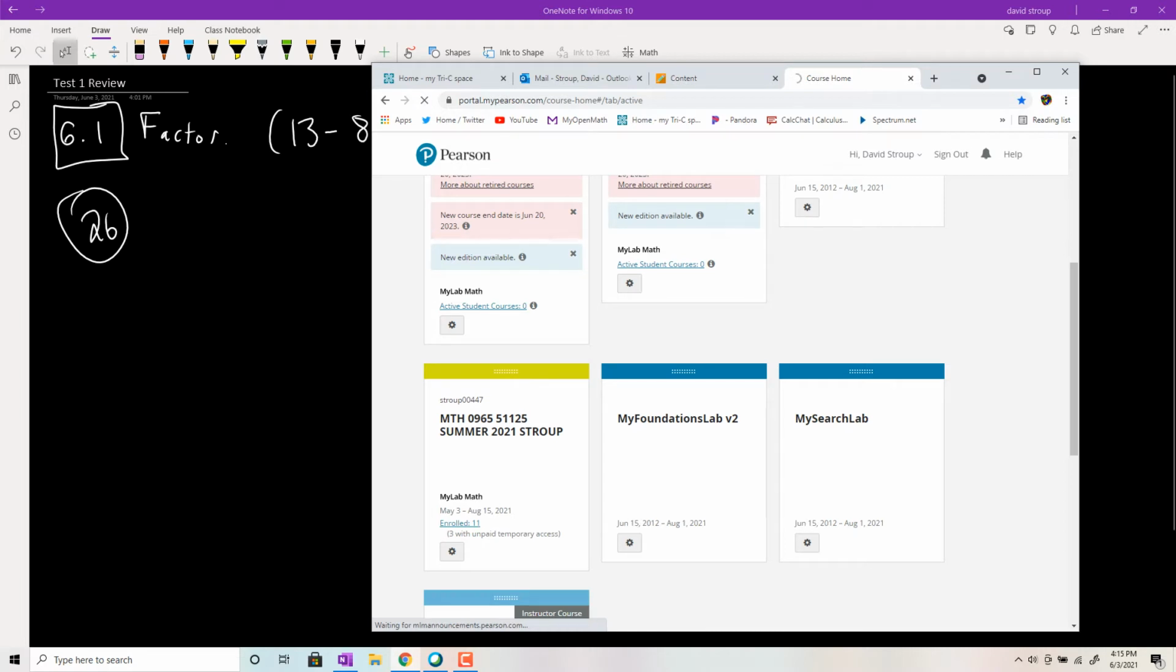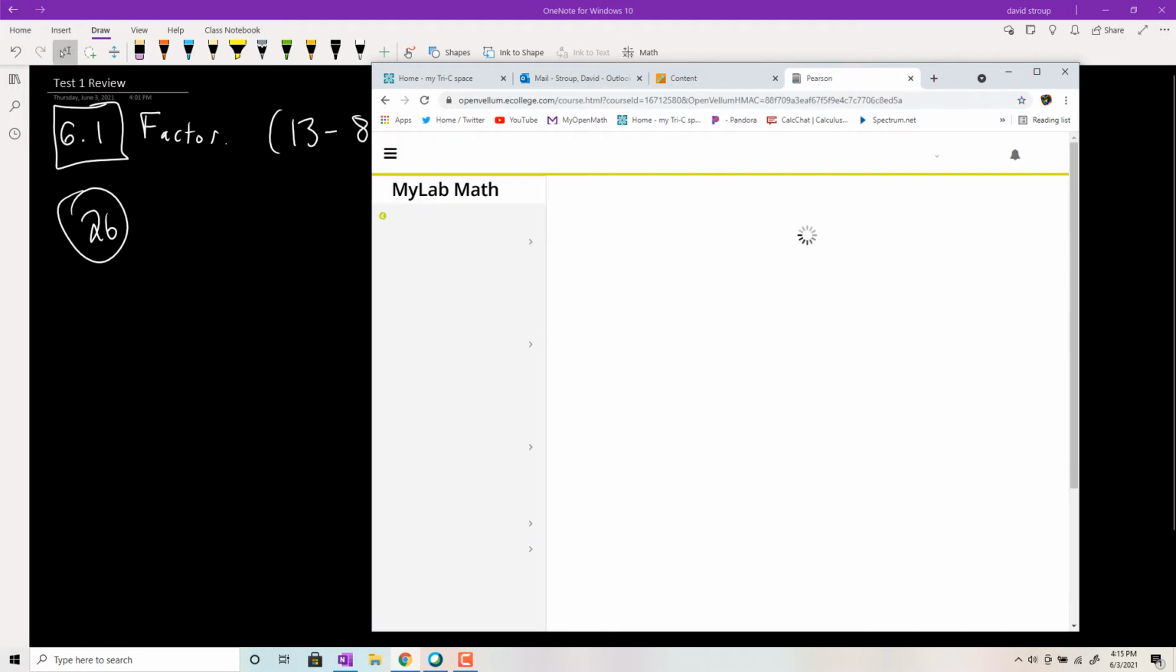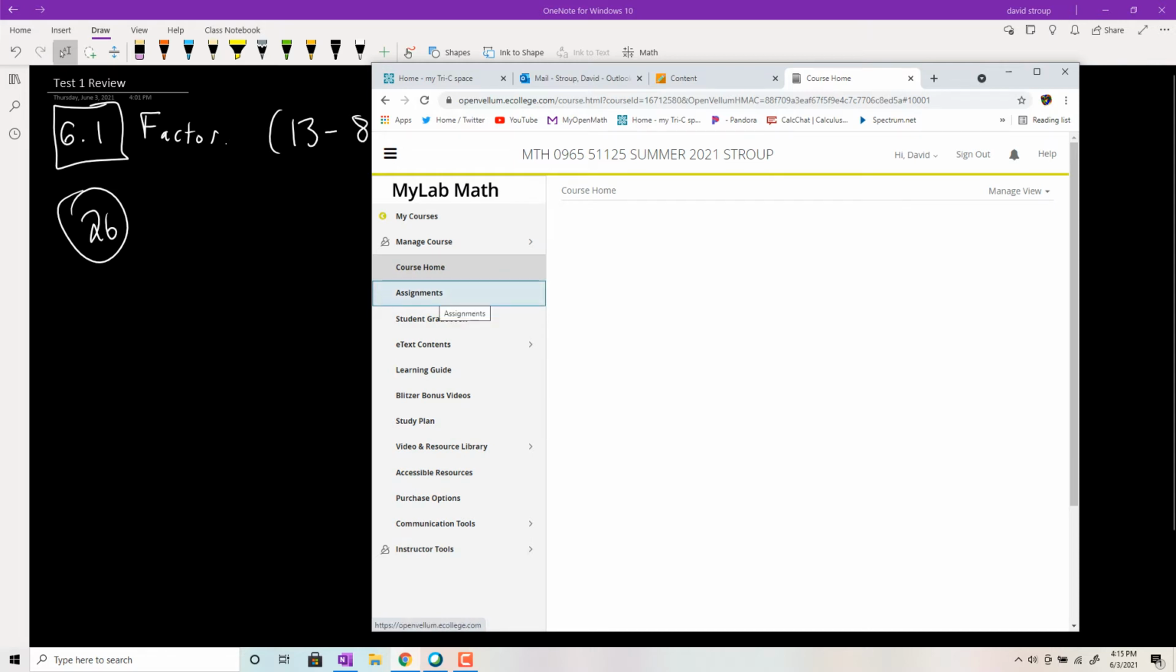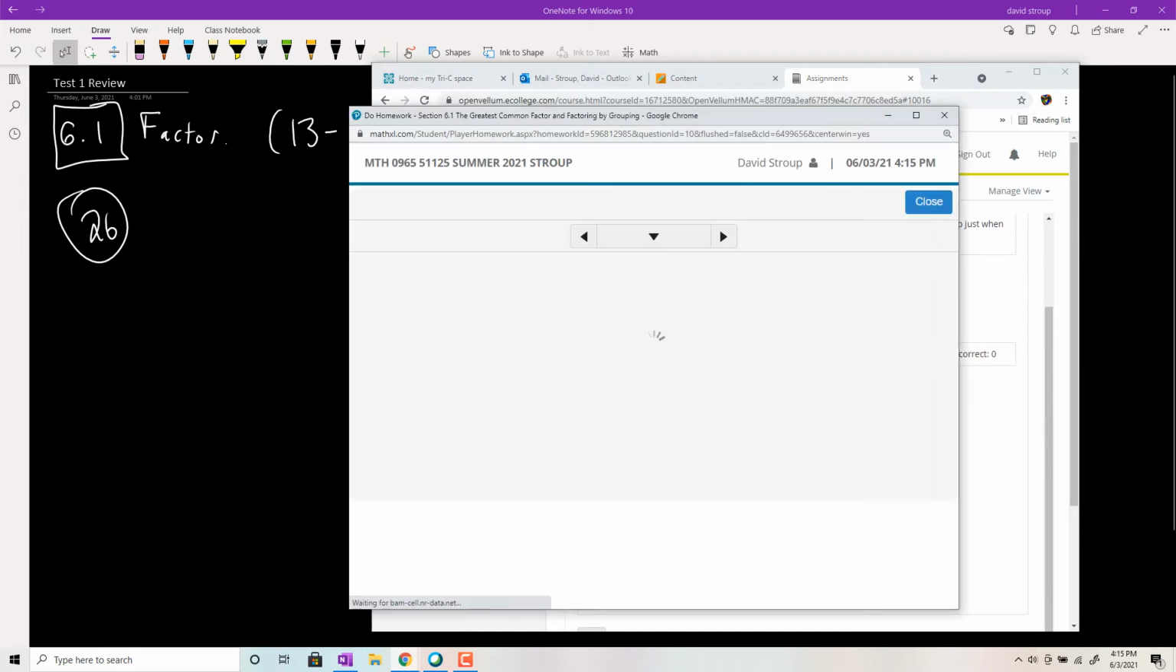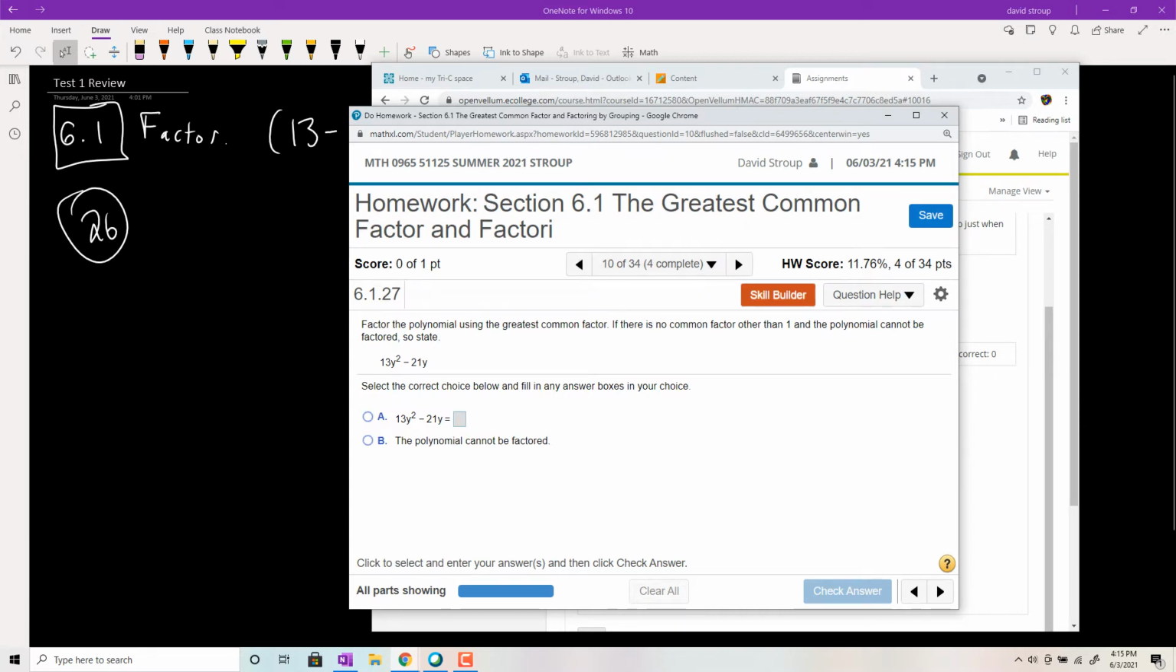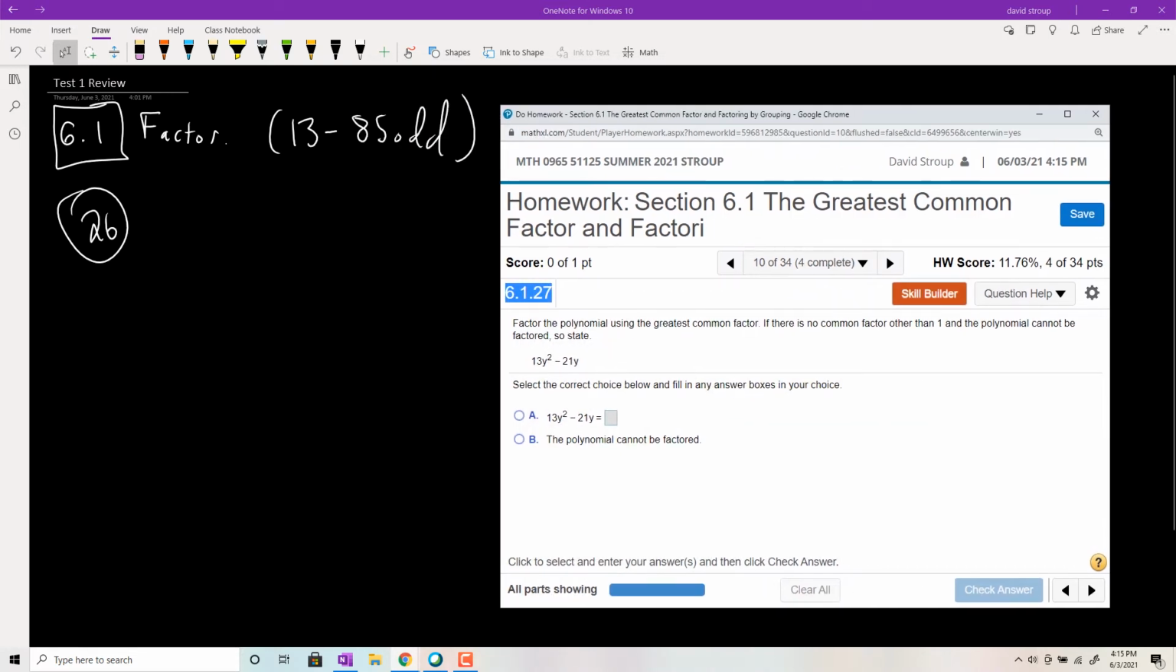But anyways, how do I know in the software what problem is similar to number 26? Well, you can go into your assignments, click on 6.1, and just pop up any one. If you look right here, it says 6.1.27. That's actually problem 27 in the book. So if you're looking for problems to practice, like I say here, 13 to 85 odd, 6.1 number 27 would be in that range, and this would be a good practice problem, okay?